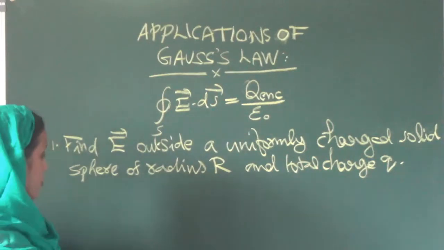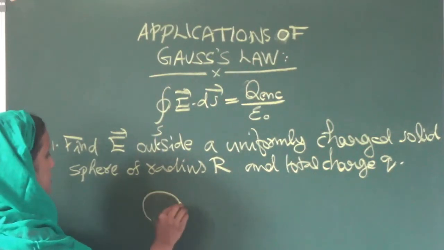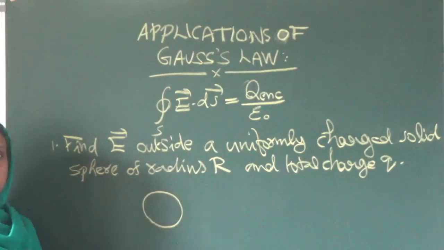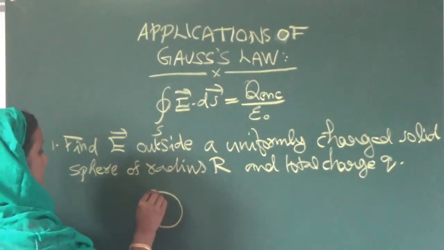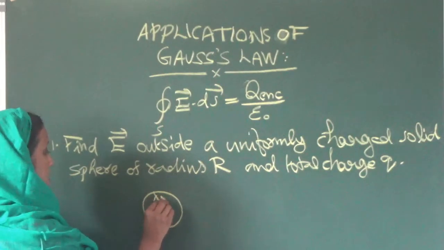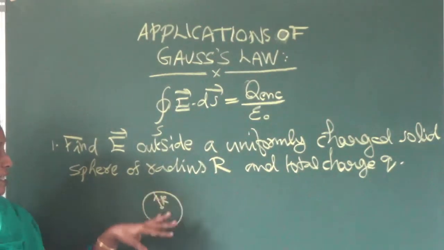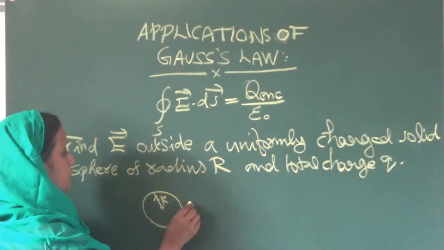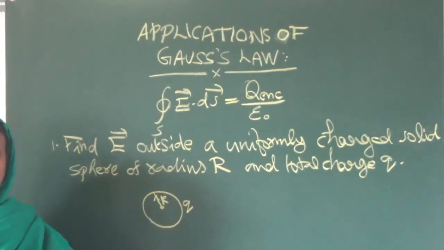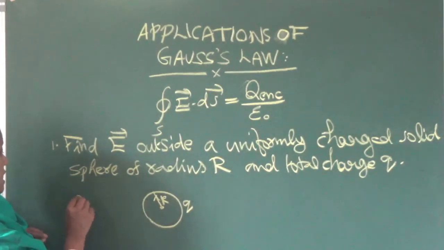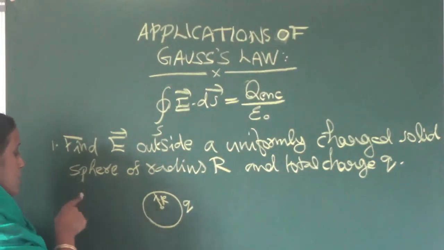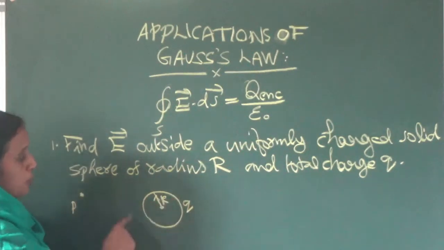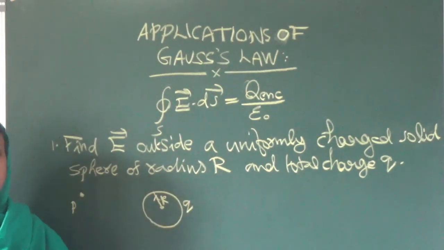Now we can draw a solid sphere here like this. Suppose this is the solid sphere, whose radius is capital R, and this sphere is uniformly charged with charge Q. Now we have to find out electric field at some other point P. Suppose this is the point. We have to find out electric field at this point P due to this uniformly charged sphere of radius capital R. Okay, this is the question.